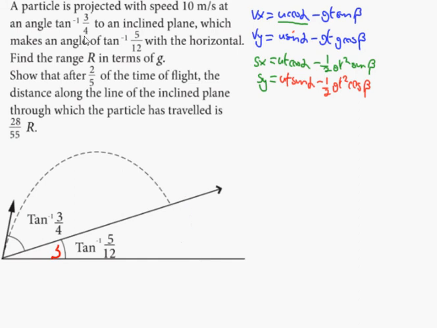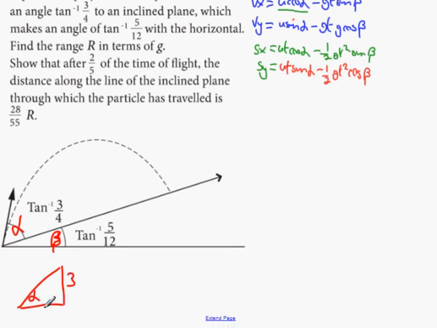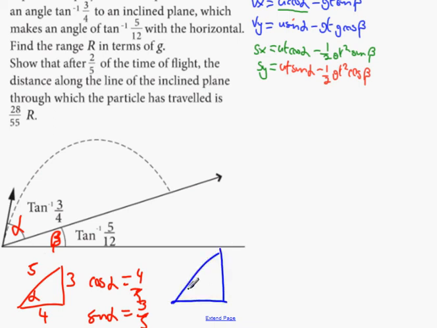The two angles are alpha and beta. This is A and that's B. For the angle A, opposite is 3, adjacent is 4. What does that make the hypotenuse? 5. And that therefore makes cos alpha 4 over 5 and sin alpha 3 over 5. Same deal with the beta triangle. The beta triangle is going to be 5 is the opposite, 12 is the adjacent, and the hypotenuse 13.